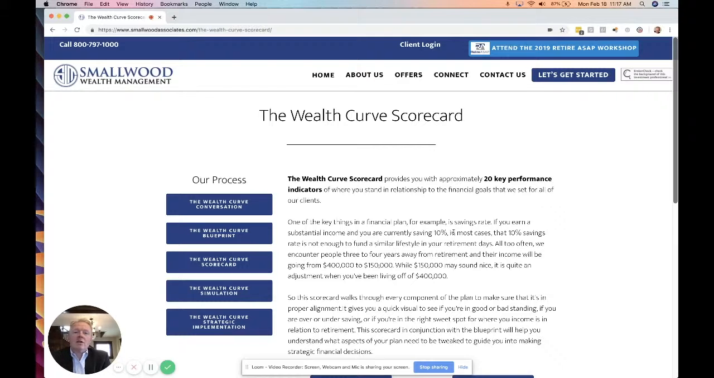Today we're continuing the conversation on the wealth curve blueprint and focusing in on the wealth curve scorecard. Last time we were talking about the importance of maximum life insurance on the primary breadwinner in the household. The next section on the scorecard is the life insurance quality, okay?